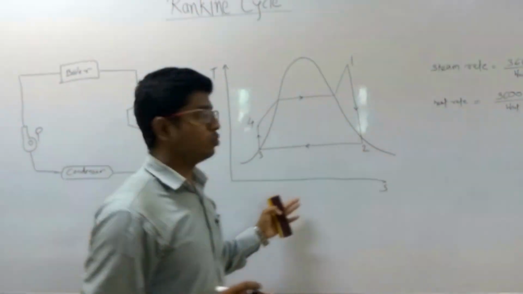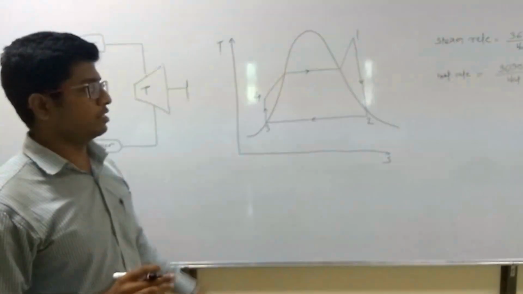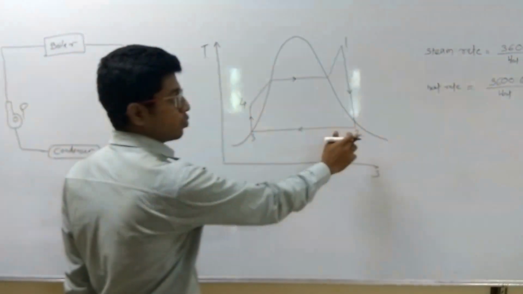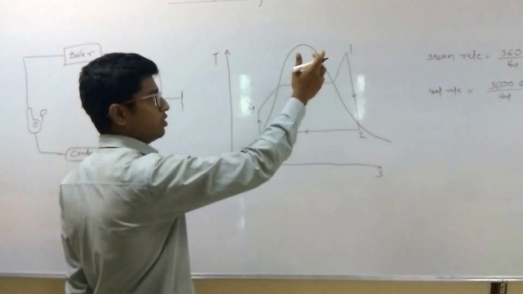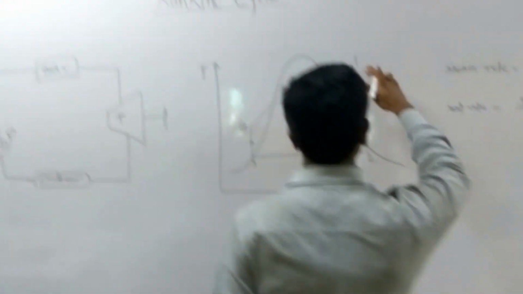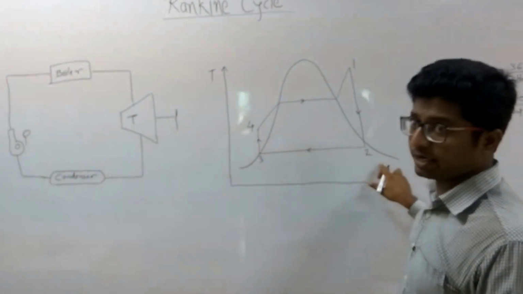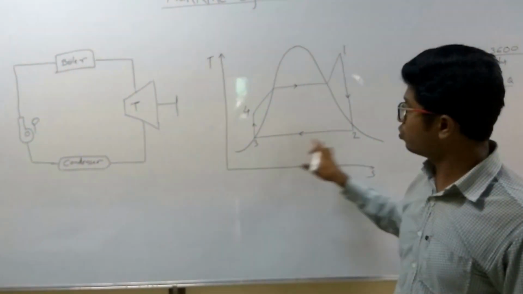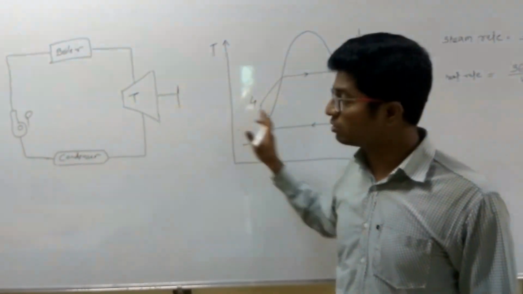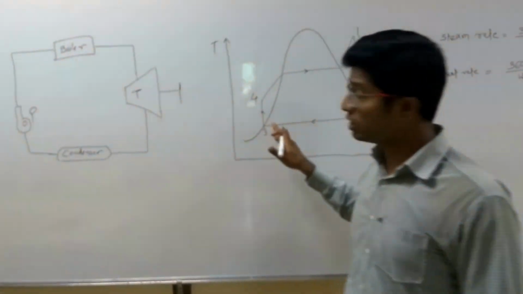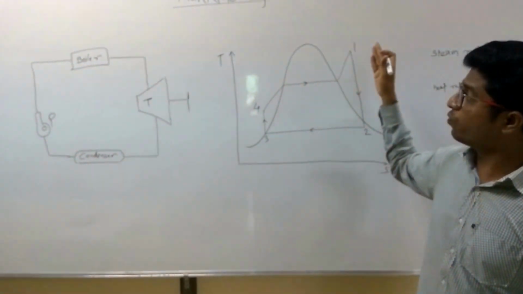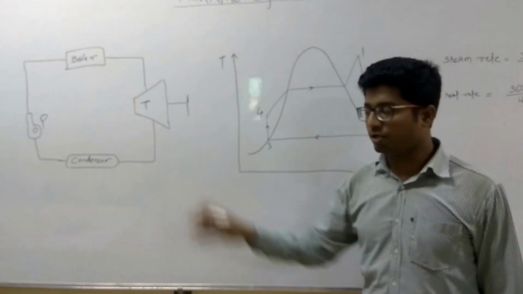Now coming to the Rankine cycle. This is the Rankine cycle. These are the 4 processes: 1 to 2, 2 to 3, 3 to 4 and 4 to 1. The process 1 to 2 in this Rankine cycle corresponds to the turbine. The process 2 to 3 corresponds to the condenser. Process 3 to 4 corresponds to the pump, and the process 4 to 1 corresponds to the boiler.